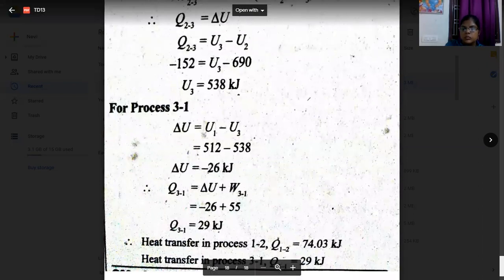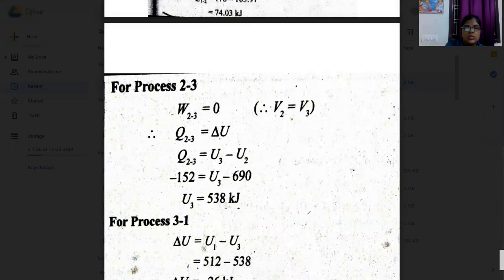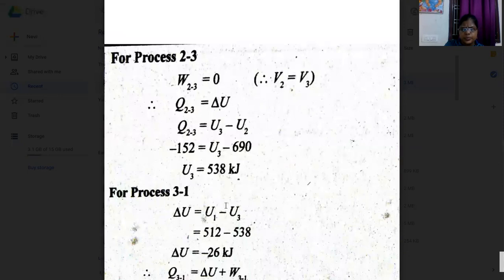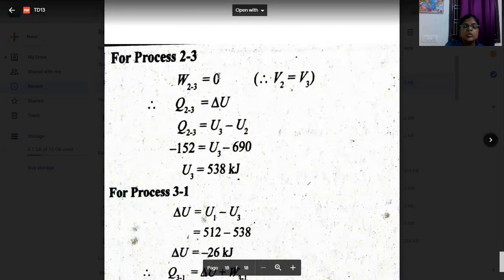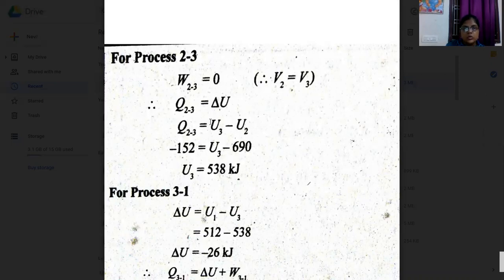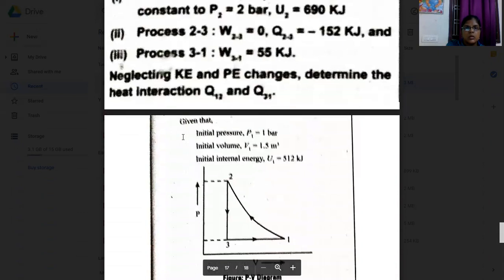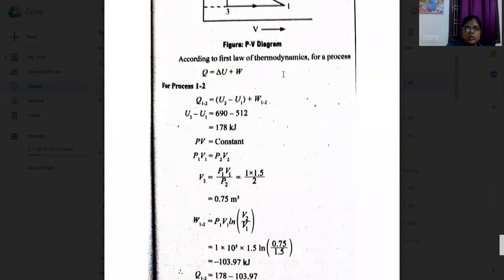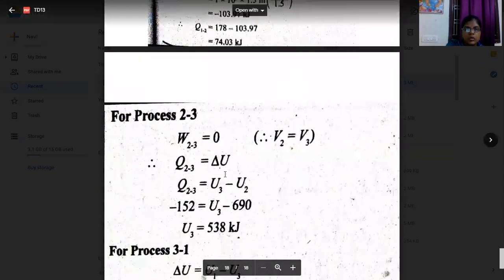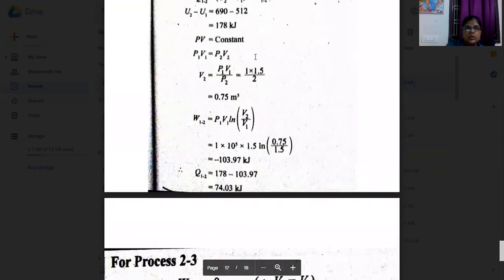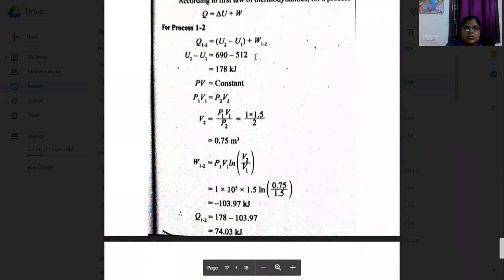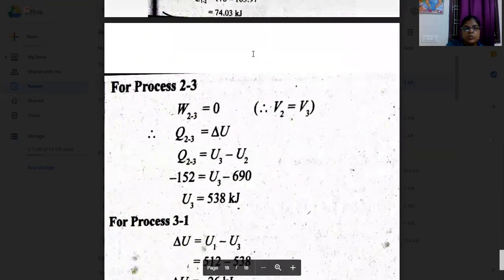For the 2 to 3 process, W2 to 3 is equal to 0, so Q2 to 3 is equal to delta U. Because work done is equal to 0, and Q is equal to delta U plus W, Q2 to 3 is equal to delta U, that is U3 minus U2. We already know Q2 to 3, it is given in the above problem. Q2 to 3 is minus 152 kilojoule. So put minus 152 kilojoule here, equal to U3 minus U2. We already know the value of U2 from the given problem, so put the value here and find out U3.